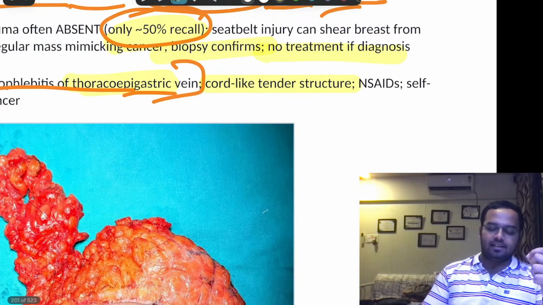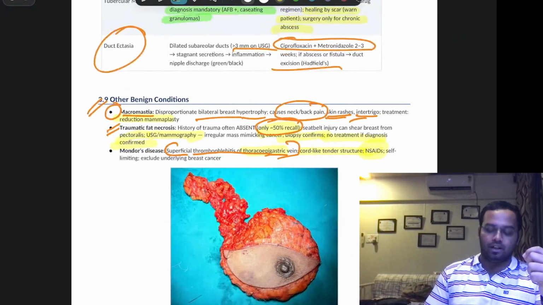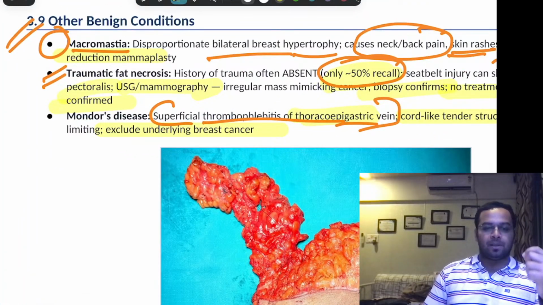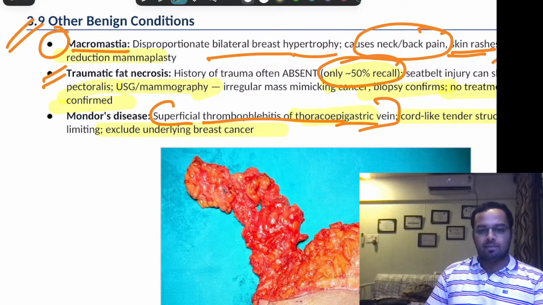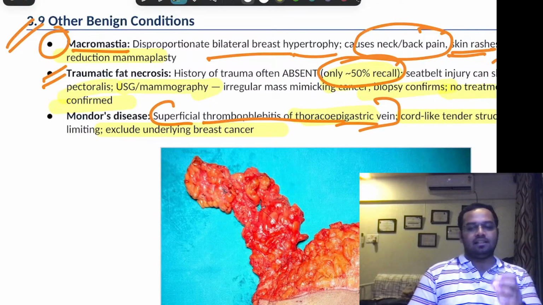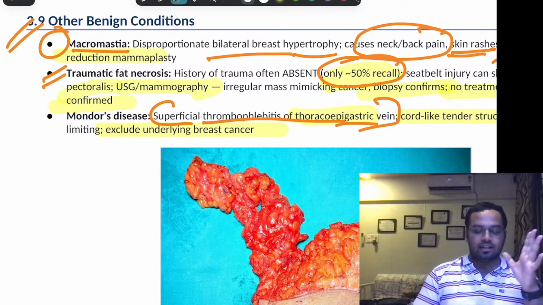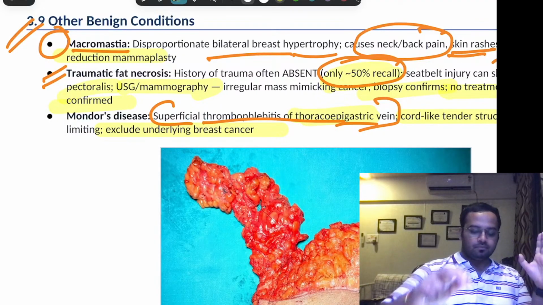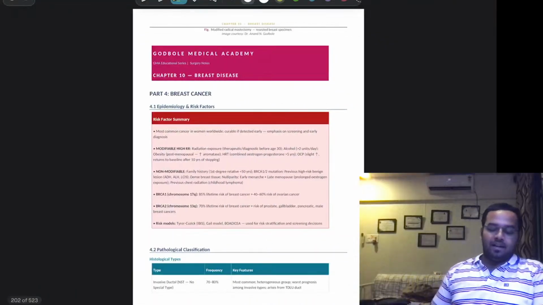a self-limiting condition. Usually resolves on NSAIDs. You don't need to go with anything else, and exclude the underlying breast cancer. So any disorder which presents on the breast, first rule out the underlying breast cancer, and then label it as a benign disease, and then NSAIDs can be given to treat this Mondor's disease. The vein is important. It is the thoracoepigastric vein which is going to be the cause of Mondor's disease. Important for you to know. So I hope it is clear.